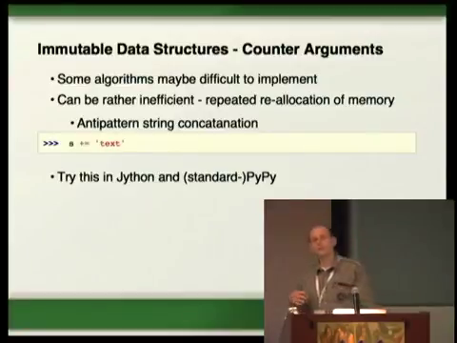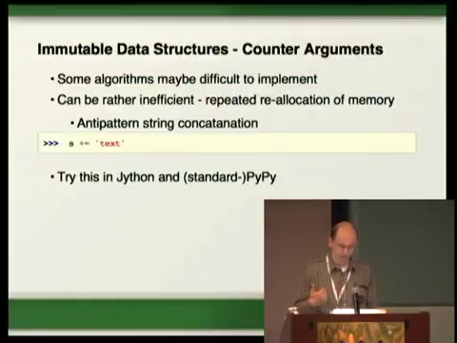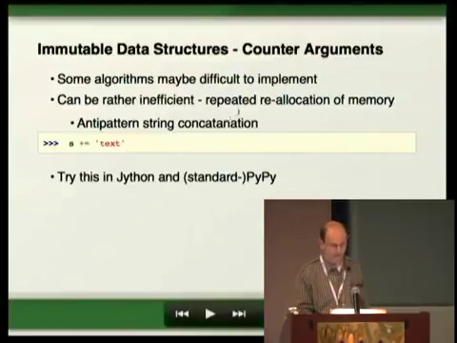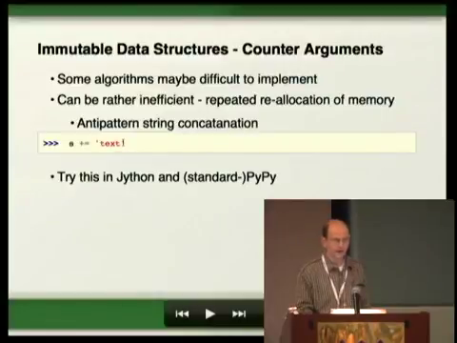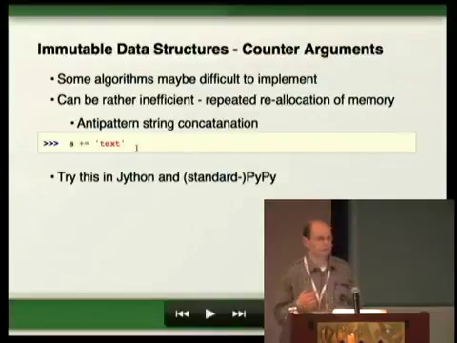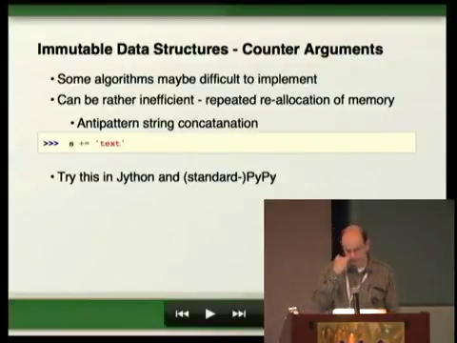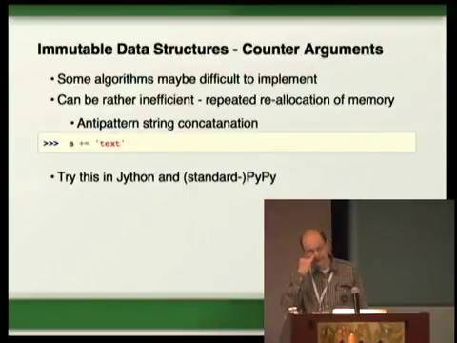Counter-arguments. Immutable data structures can make some algorithms more difficult, but you can always thaw them, unfreeze things. And sometimes they can be rather inefficient. One of the examples, Python strings are immutable, and you might see this kind of thing. If you do this a lot in a loop, nowadays in standard Python, that's pretty fast, but only because it's optimized. If you try this in Jython or standard PyPy, so if you don't have a special version with a special compile option, that's very slow.